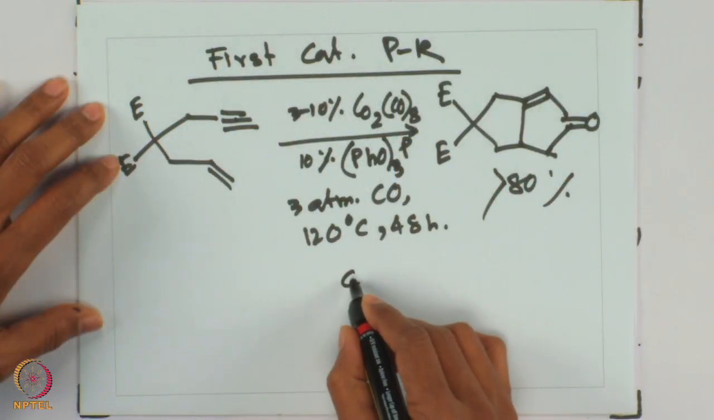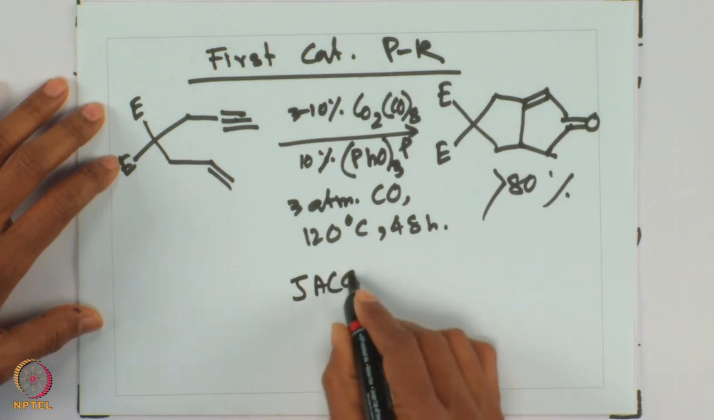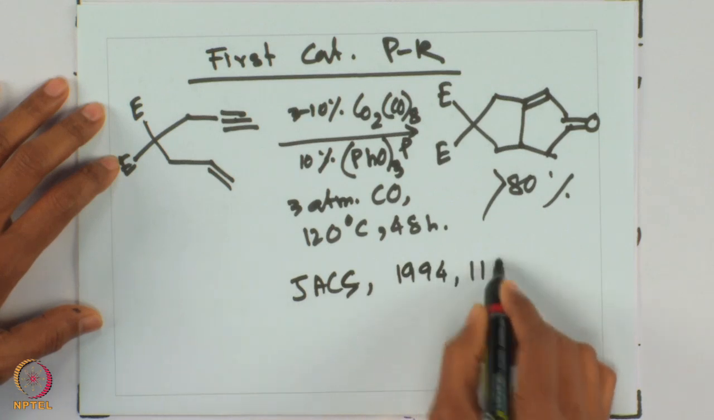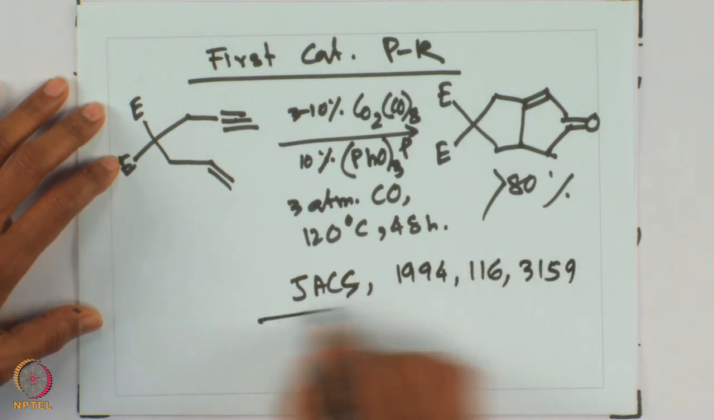Well, let us look at more of an intermolecular version. So far we were discussing the substrate where alkyne and olefin are together within one molecule. Now, we will get the intermolecular feeling for these reactions. Well, let me first give you the reference. This is by Chung and Jiang, 1994, JACS 116, 3159. This is the reference for this.